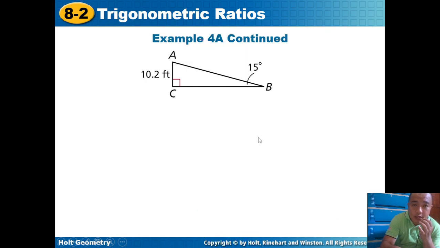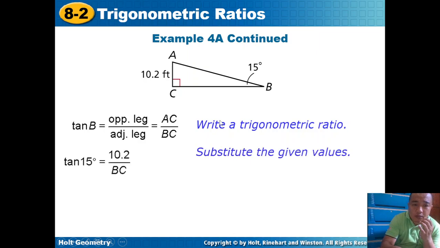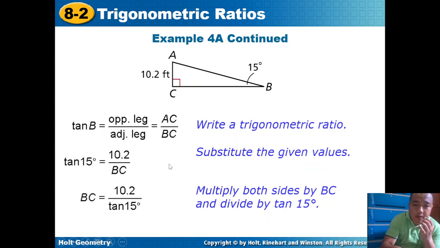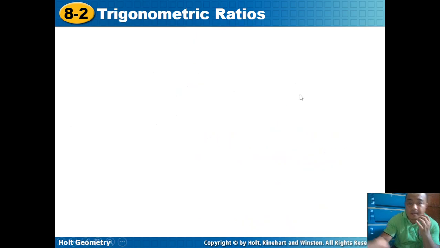Tangent function: opposite over adjacent leg. Tangent B is opposite over adjacent side. So substitute: tangent 15 is equal to 10.2 over BC. To solve for BC, we just divide 10.2 by tangent 15, or multiply both sides by BC and divide by tangent 15 degrees. And using your calculator, what's the result? BC is equal to 38.07 feet. That's the length of side BC.